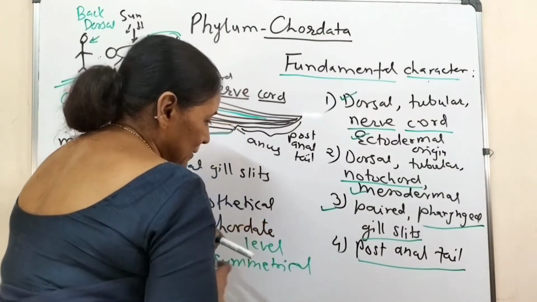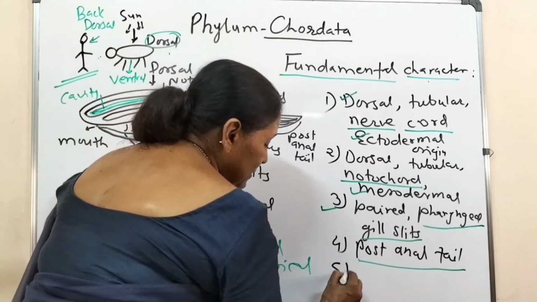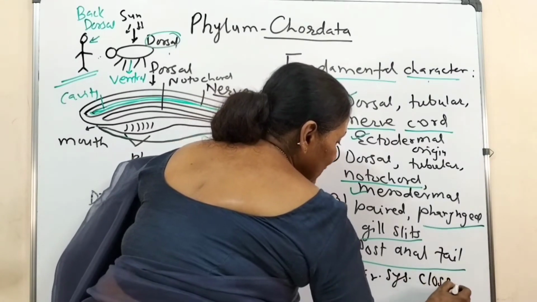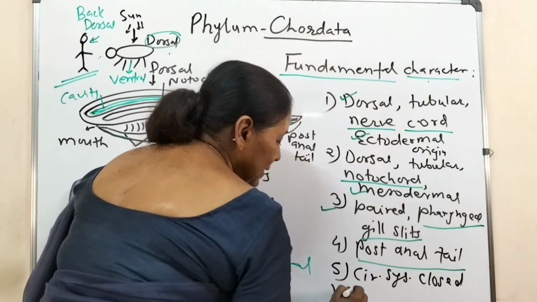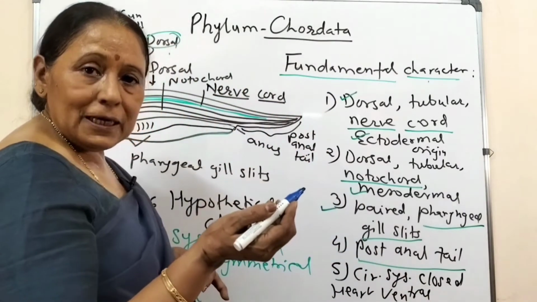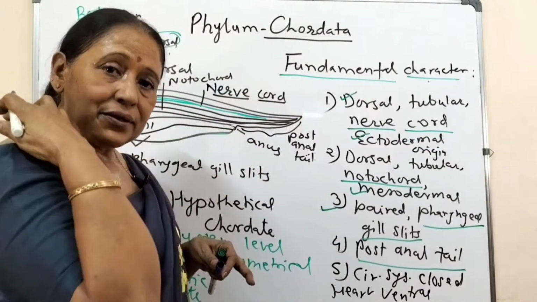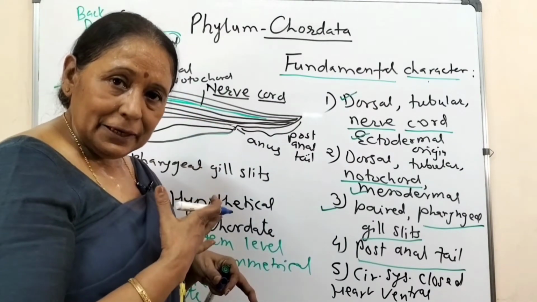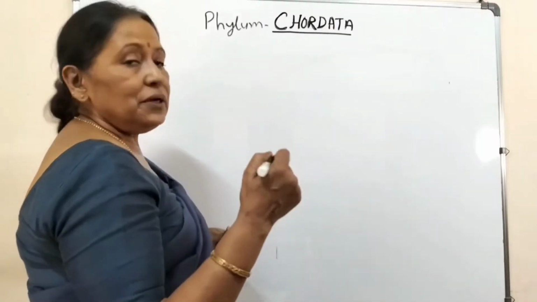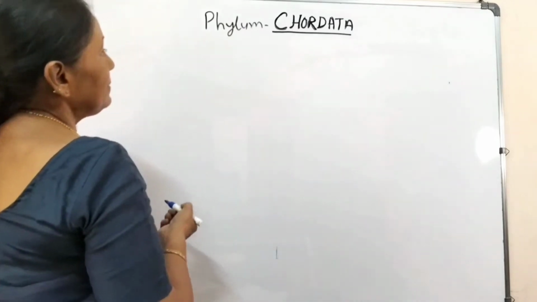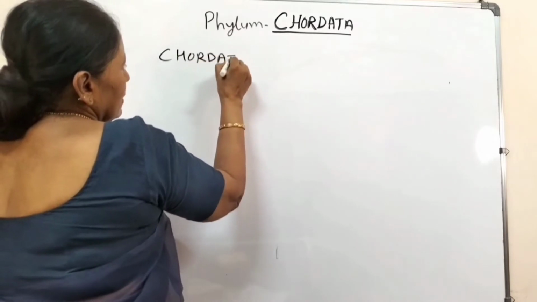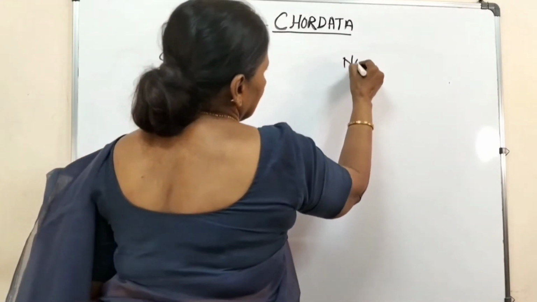And one more character is there, that their circulatory system is of closed type, and their heart is ventral. Now you know what is dorsal and what is ventral. The heart is not situated dorsally, the heart is situated ventrally. These are the basic characters of chordata. We have already studied non-chordates, so we can see a comparative account of the chordates and non-chordates.